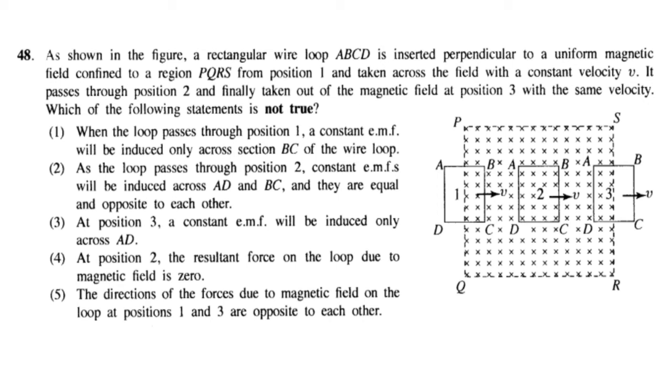Fifth one: the directions of the forces due to the magnetic field on the loop at positions 1 and 3 are opposite to each other. To find the direction of the force, you have to use Fleming's left hand rule. Point the thumb to the direction of the force, the second finger to the direction of the magnetic field, and the middle finger to the direction of the current. When you place fingers properly to find the direction of force on AD, you can see it is to the left. On BC, it is to the left. So they are not opposite, they are to the same side. So 5 is wrong. The answer is 5.